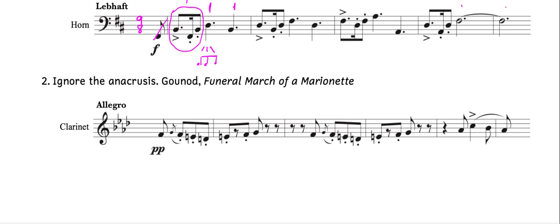Let me go ahead and play the example. And once again, ignore the anacrusis. Okay, go ahead, take a moment, pause the video, and press play when you're ready.